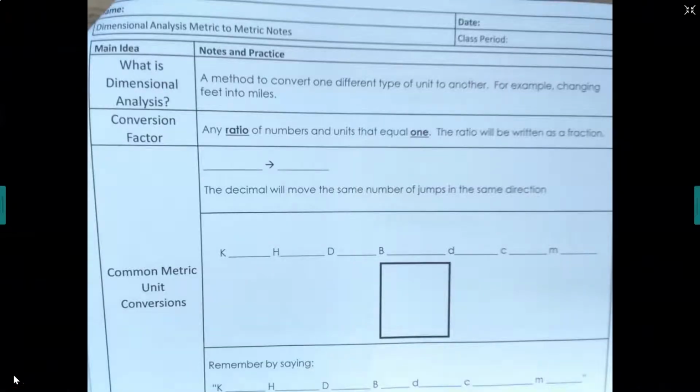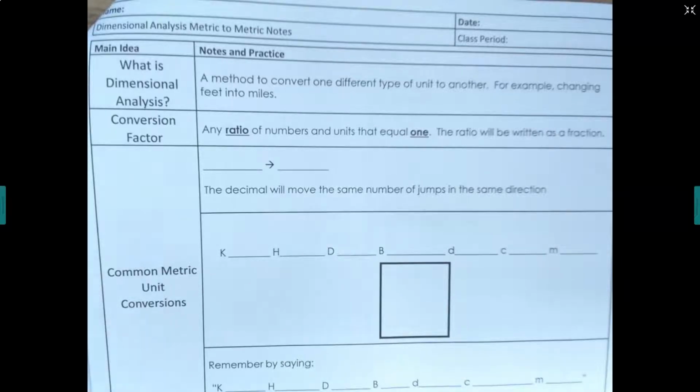Video on dimensional analysis, converting metric to metric units. Remember, dimensional analysis is a method to convert one type of unit to another, for example, changing feet into miles. We will be working with the metric system today, so we could be changing milliliters into kilometers, or we could change kilograms to grams, all that.